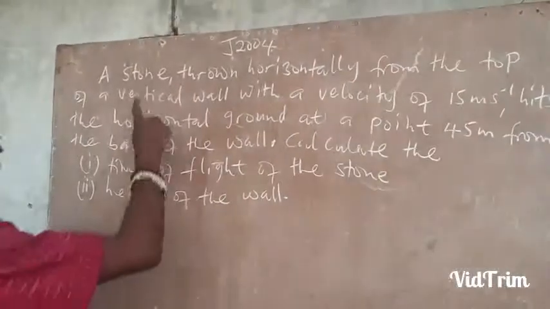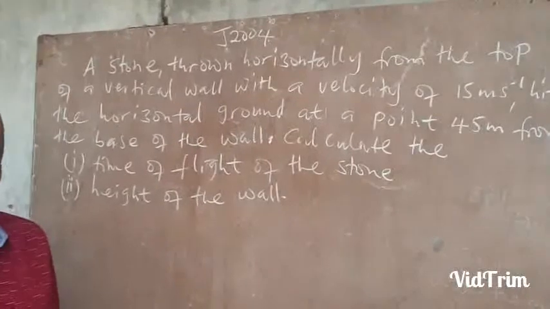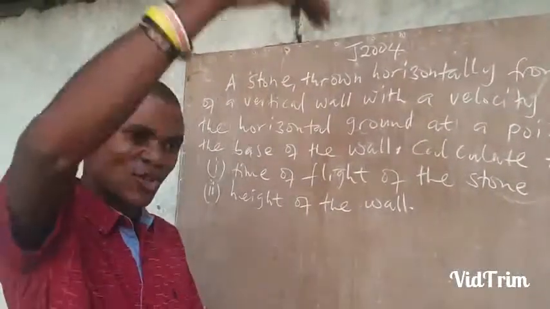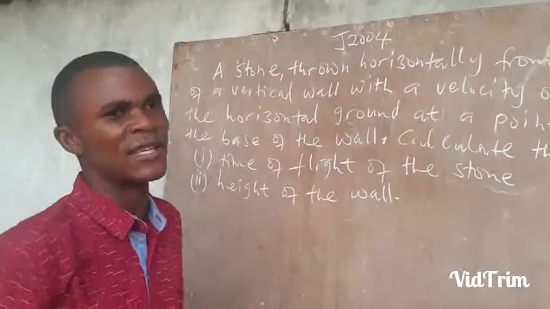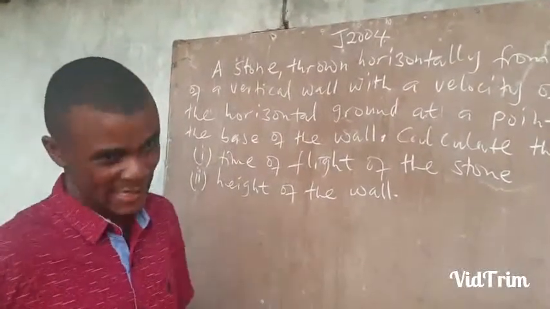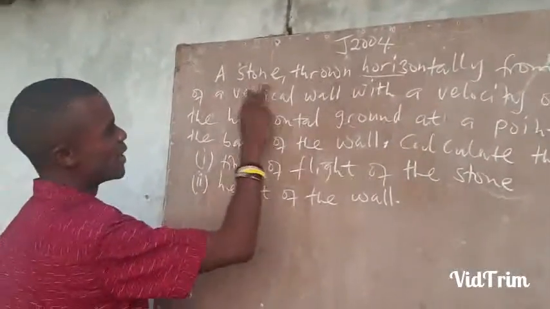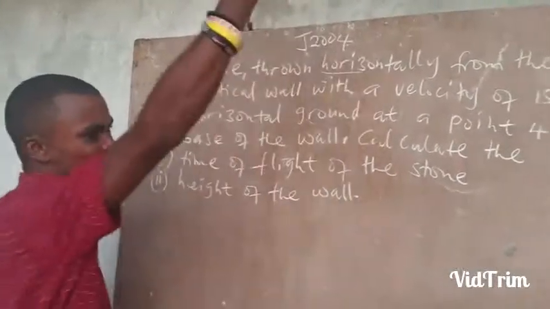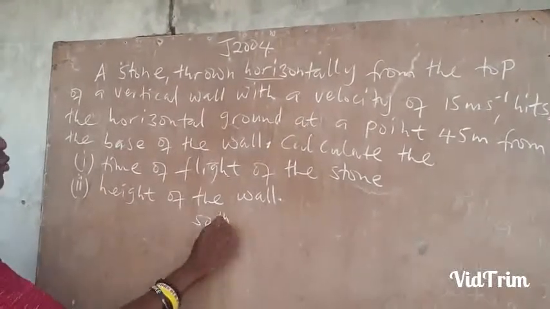Now they are saying a stone thrown horizontally. If you look at the cases I looked at, when we say horizontally, it means something that is dropping. We say an object that is projected vertically downward is the same as horizontally projected. So if they have used the word horizontally, they are saying a stone thrown horizontally is the same as vertically downward. From the top of a vertical wall, let us get a sketch of that one.